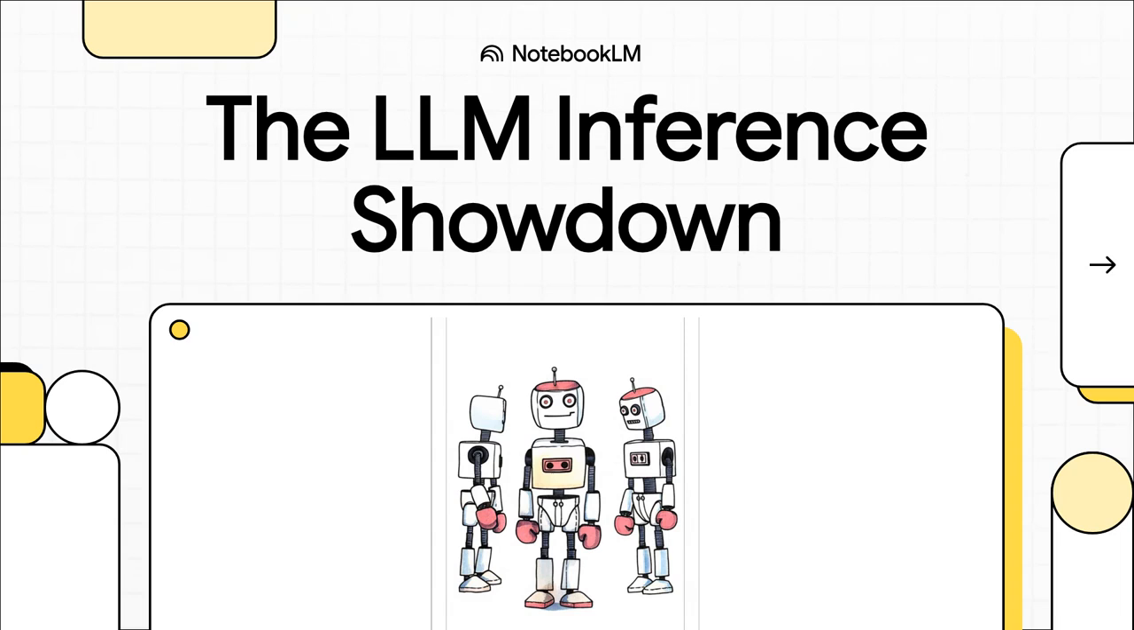All right, let's get right into it. Today we're tackling one of the biggest headaches in AI right now. How do you actually deploy your large language model? We're going to look at three of the heavyweights in the game: TGI, vLLM, and llama.cpp. By the end, you'll know exactly which one to bet on for your project.